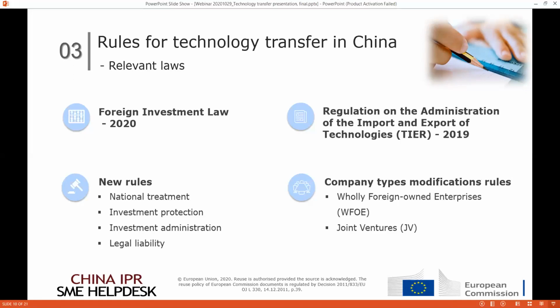However, it could be the situation that for certain specific technologies that are encouraged to be transferred into China, they can receive even some preferential treatments. But we will talk about this a little bit more in the next slide.